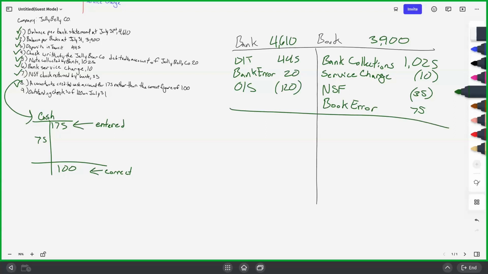Let's see. So we take 4,610. We add in 445, add in that 20, and we minus out 120. We end up getting 4,955. Same thing with the bank. Take that 3,900, add in 1,025, minus out 10, minus out 35, adding back 75. Altogether, 4,955. Does this make sense? Anyone have any questions?